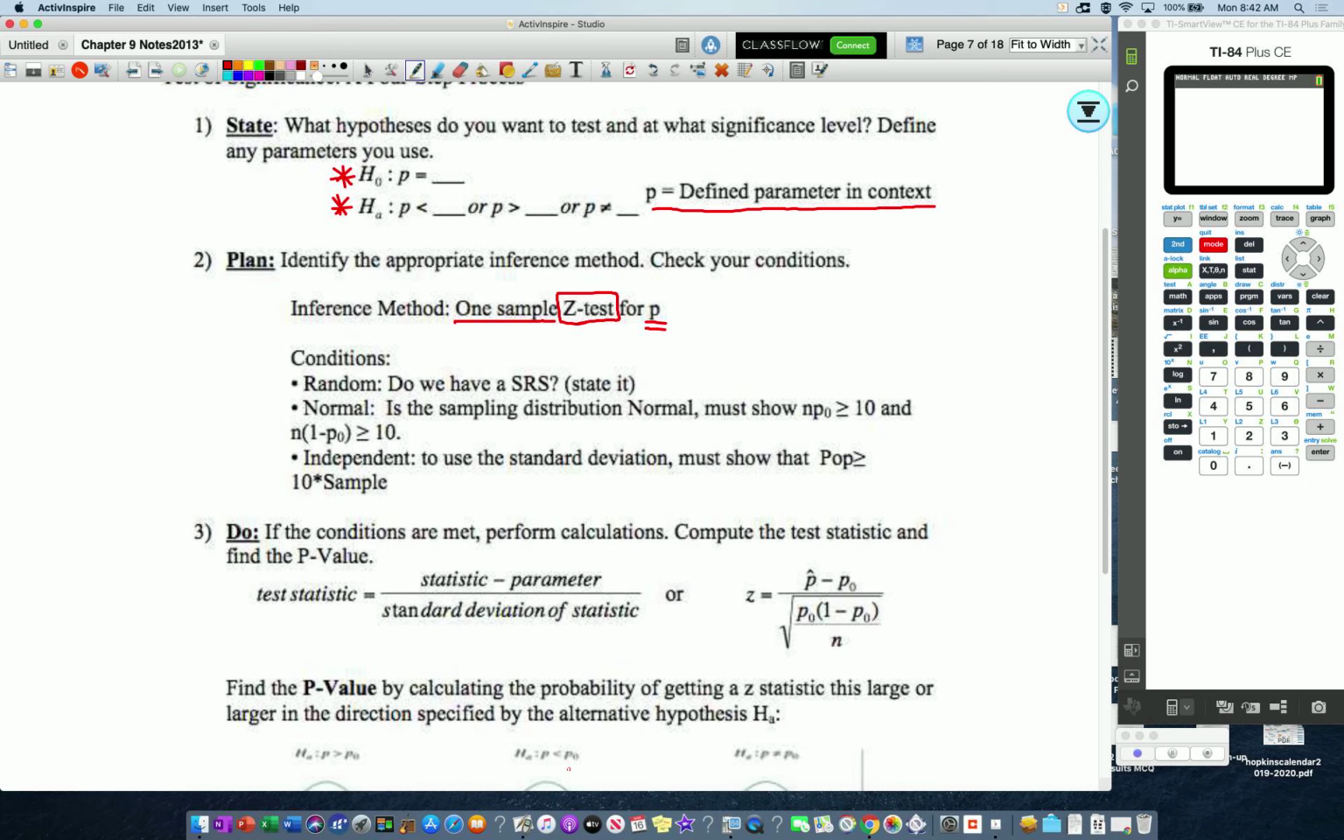So the conditions are very similar to that of confidence interval. Is it random? Is it normal? Is it independent? So random, exactly the same. Do we have a simple random sample? Yes, you gotta state it. Normal is almost the same.